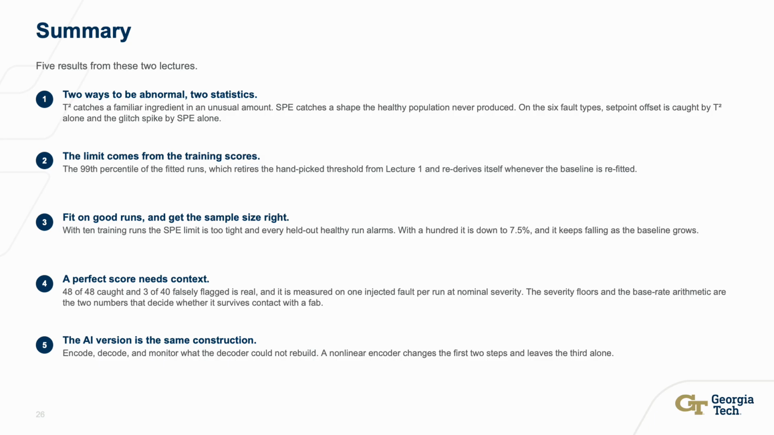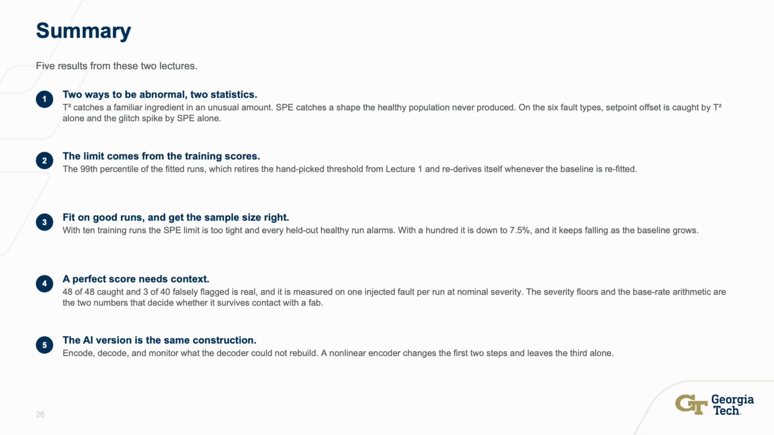Five things to take away. One: two ways to be abnormal, two statistics. T² catches a familiar ingredient in an unusual amount. SPE catches a shape the healthy population never produced. On our six fault types, setpoint offset is caught by T² alone and glitch spike by SPE alone, so monitoring only one of them costs you a third of your detection.